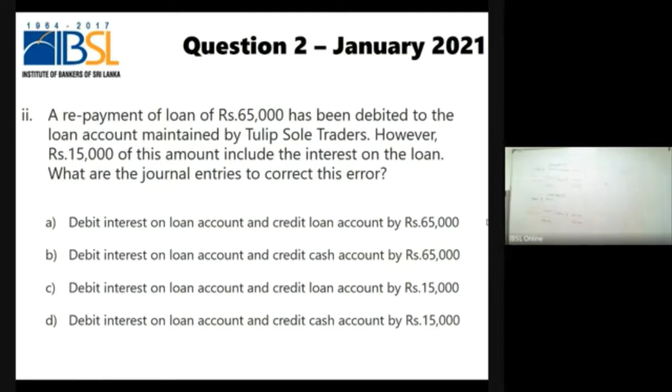So, in the first place, you should understand whether there is an error. Now, they say that there is an error. So, if you are to correct this error, what is the journal entry that you will pass? Which one is the answer?